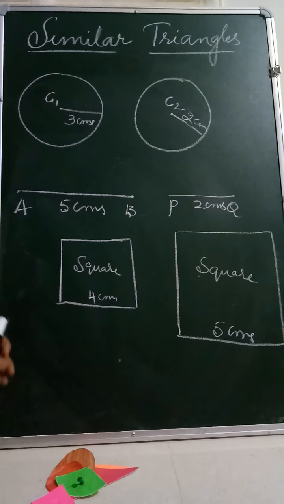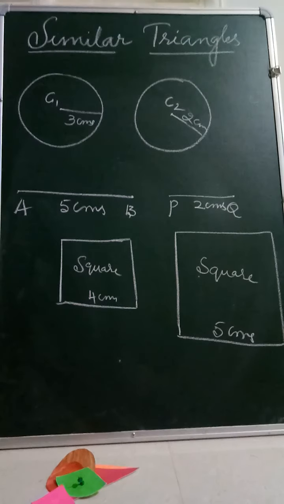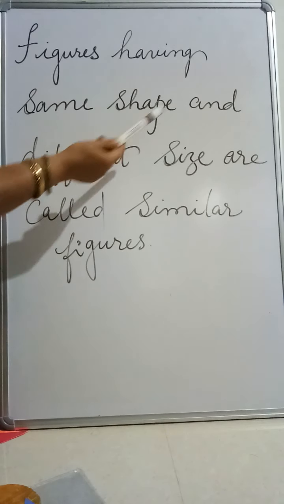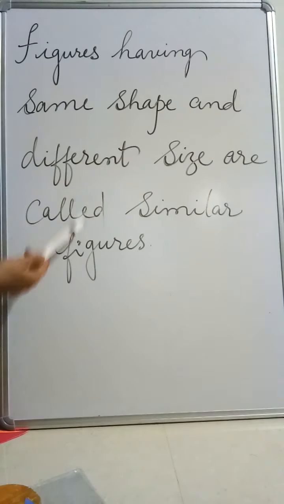And one more thing I can say, a person and his shadow, a thing and its shadow. Their shapes are the same but their sizes are different. So a thing and its shadow or a person and his shadow is also a similar figure. So what are similar figures? Figures having the same shape and different size are called similar figures.